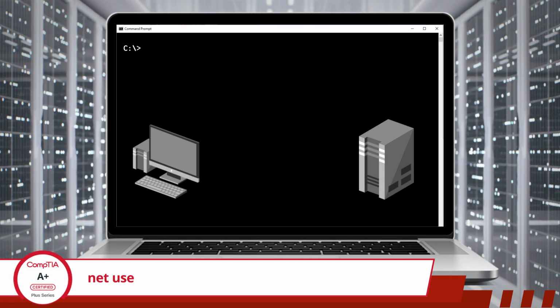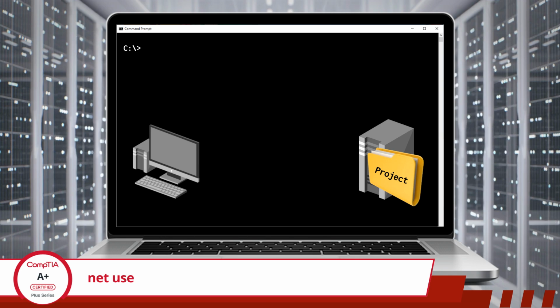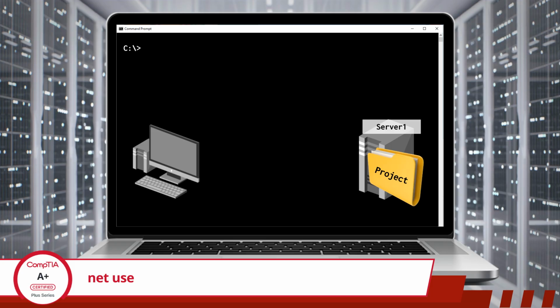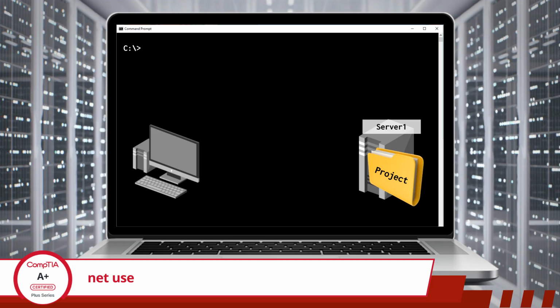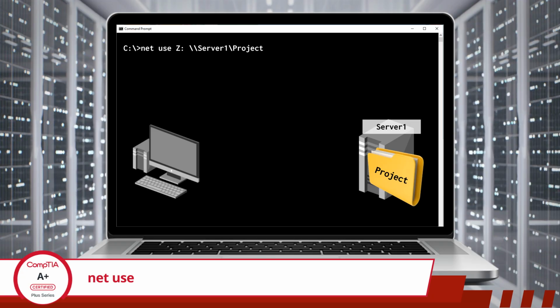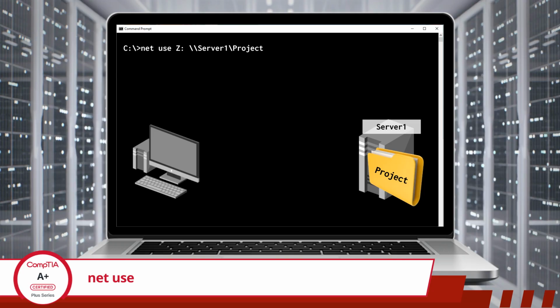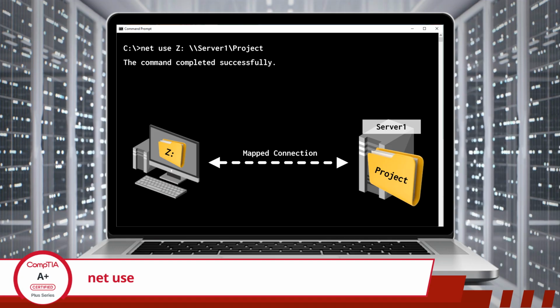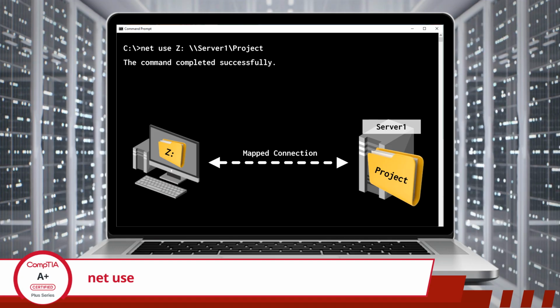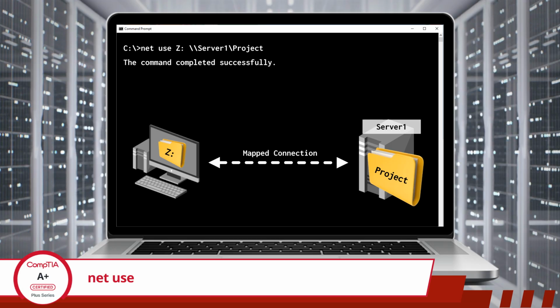For example, suppose you want to connect to a shared folder named Project, located on a device named Server1. You can map this shared folder to a drive letter on your local device, let's say the drive letter Z, by typing net use Z: \\server1\project. Once the command is executed, drive Z will appear in your device, and you can access the contents of the shared folder, named Project, as if it were a local drive on your computer.